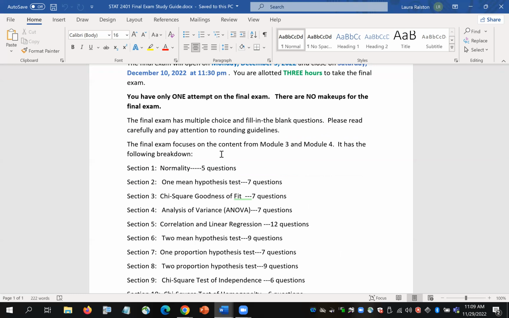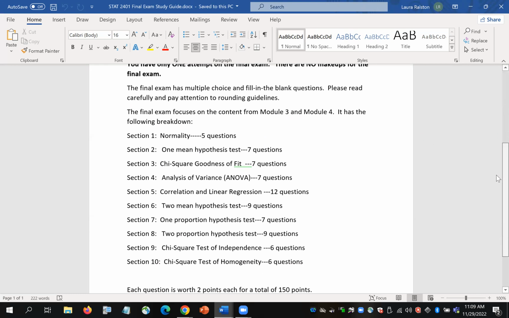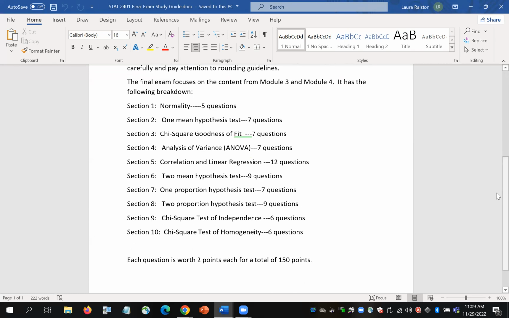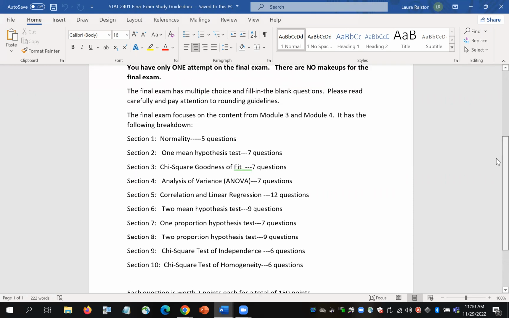It does only focus on modules 3 and 4. And again, it is pretty much all hypothesis testing. And so I've given you a breakdown of each section. And for the sections, I even tell you what that topic is. So you might want to have this document so that if you don't remember, you'll know what the topic is. There are 75 questions, so they're 2 points apiece for a total of 150 points.